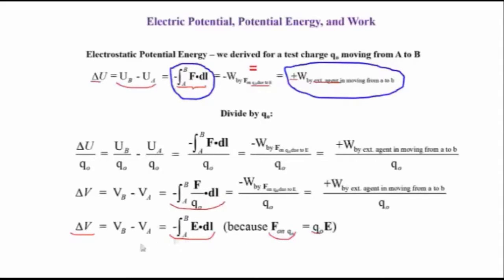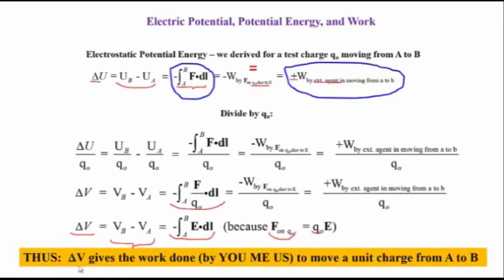So if we just look at the straight relationship between the change in potential between the 2 points, it's equal to the integral of the E field dot dl from A to B. This is a fundamental equation that relates potential and the E field. This delta V then gives the work done by an external agent, that's you, me, or us, to move a unit charge from A to B. Simply what we're doing here is that if we divide by Q0, that's the same thing as a unit charge operating here. So here's some factoids.